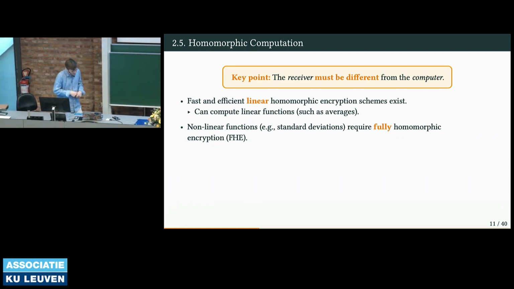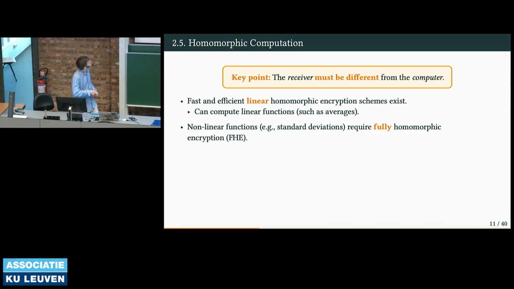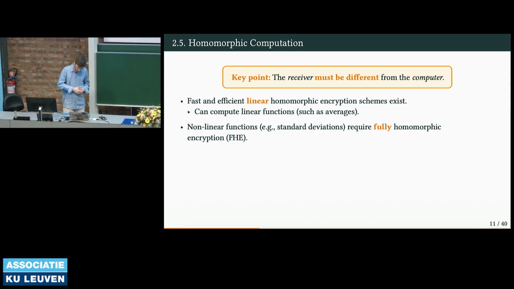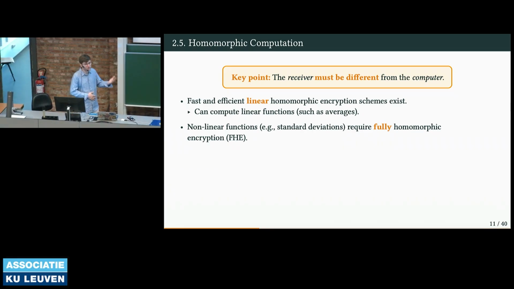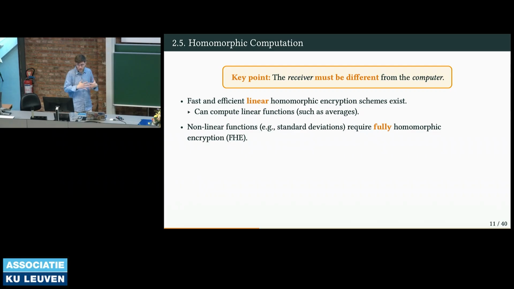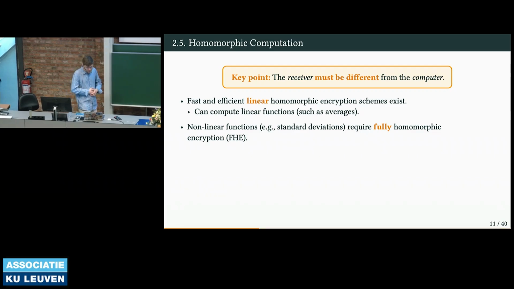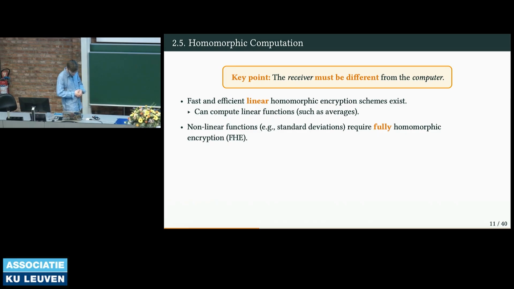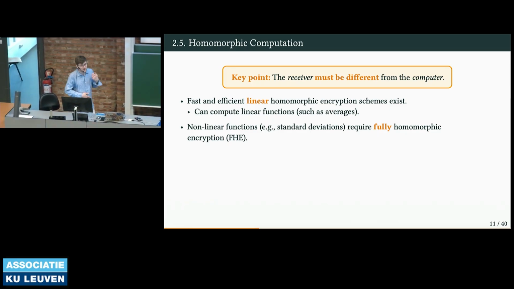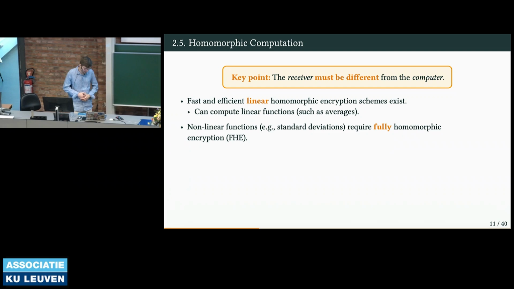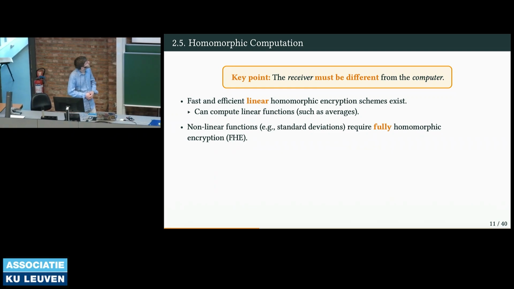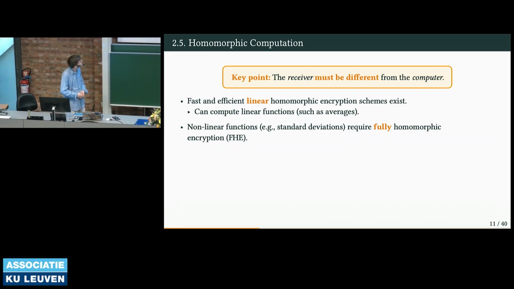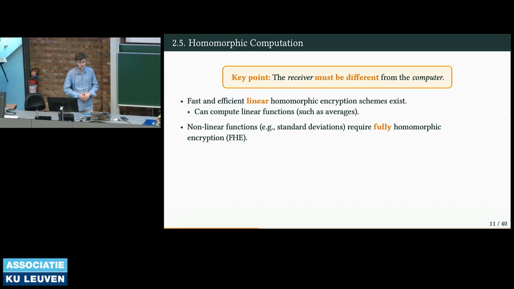So we have very fast and efficient linear homomorphic encryption schemes. So for example, addition or averages, things like this can be computed very easily. For example, in electronic voting, all you're doing is summing up votes and stuff like this. So you don't really need very fancy homomorphic encryption for that. But nonlinear functions such as standard deviations, so for medical analysis or any kind of statistical analysis, that's very interesting. Also, for example, machine model training, and also inference, you need to compute activation functions. These tend to be highly nonlinear.